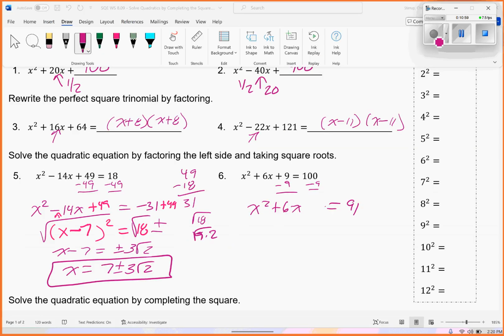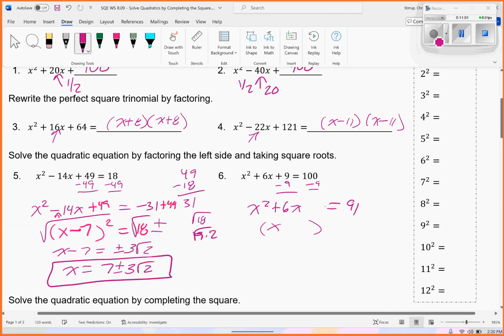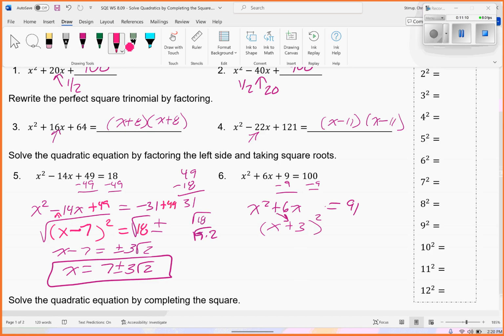Okay? What is half of 6? 3. Is the sign going to be positive or negative? Positive. Okay, because that's positive, that has to be the same. What is 3 squared? 9 added to 91 is 100. Am I ready to root it? Square root of 100.